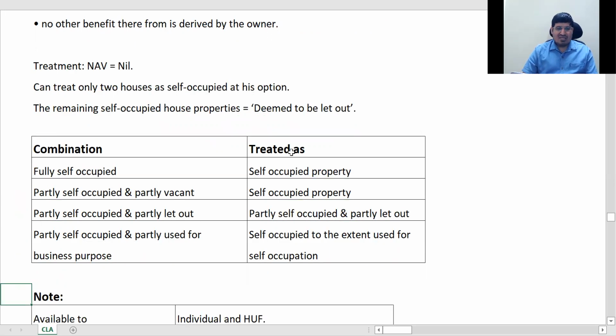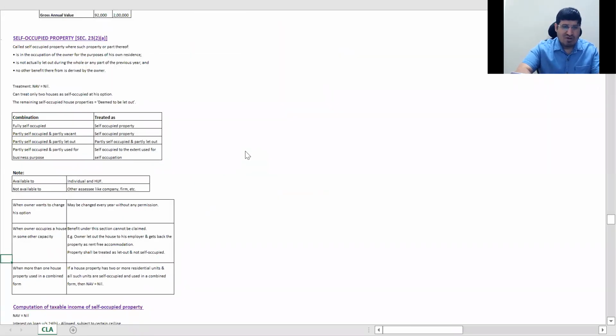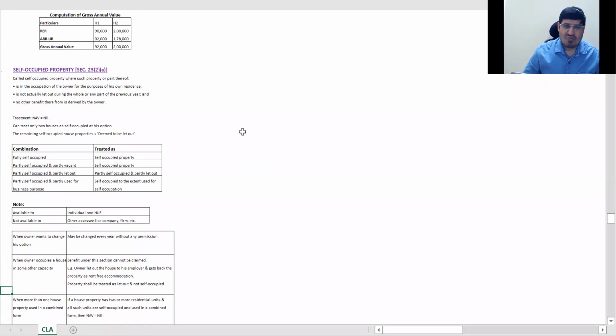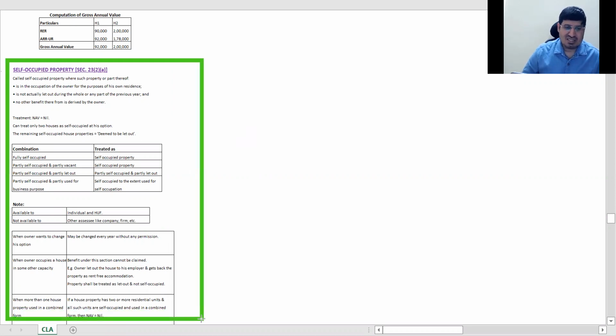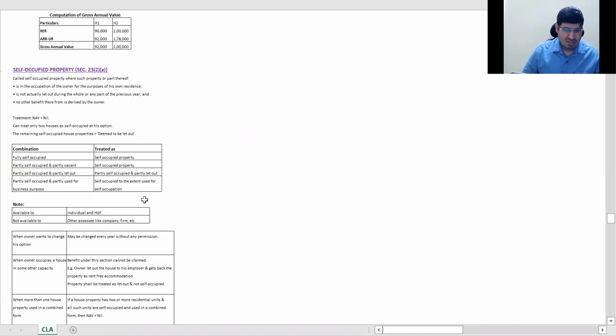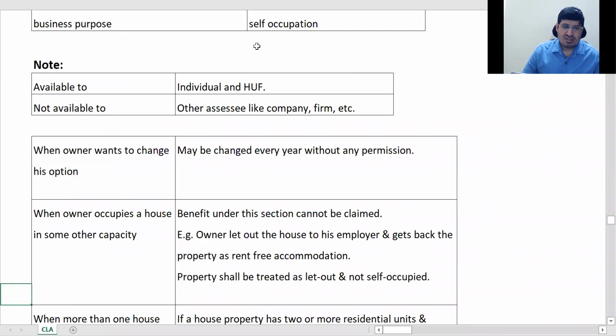Okay. तो अभी हम आगे चलते हैं. For self-occupied, so whatever all these things we are studying, whatever we are seeing, this is all under your self-occupied house property. This benefit is available only to individual and HUF and not available to any other assets.